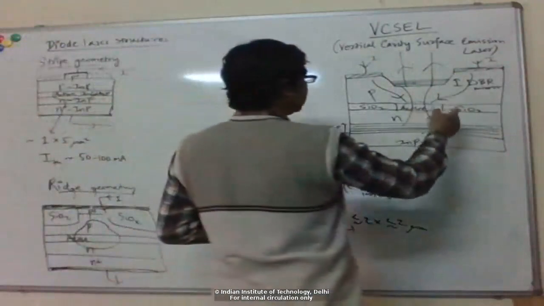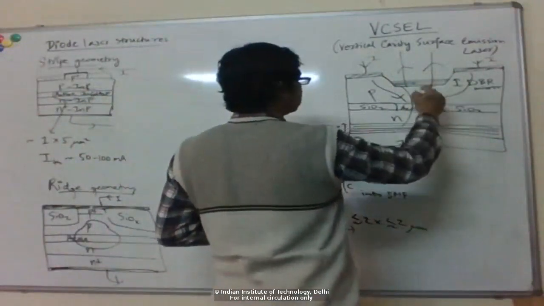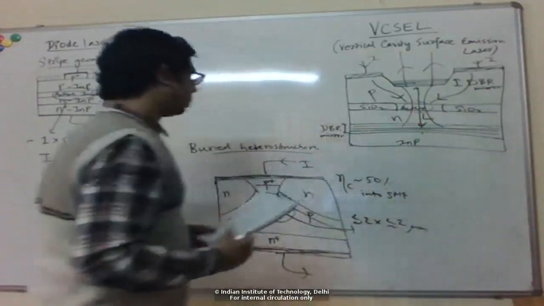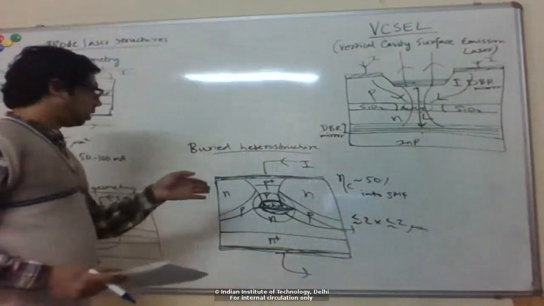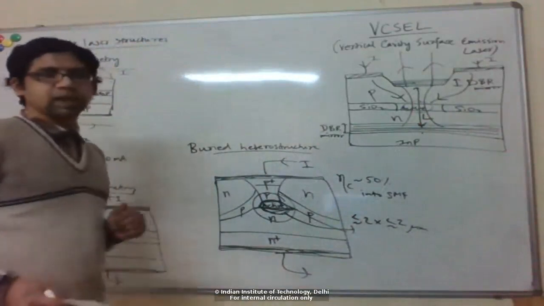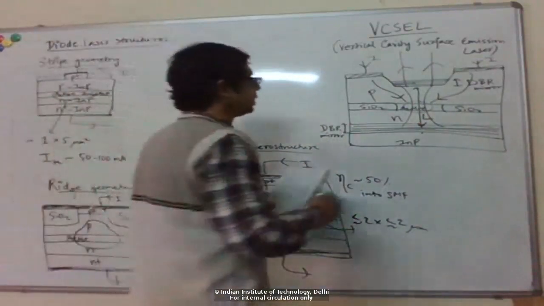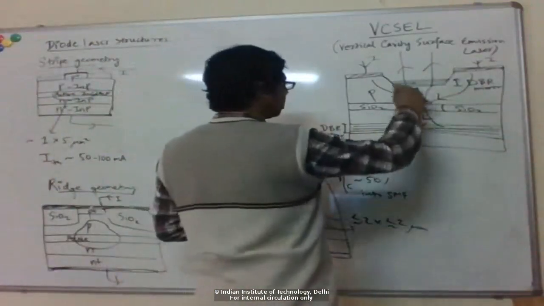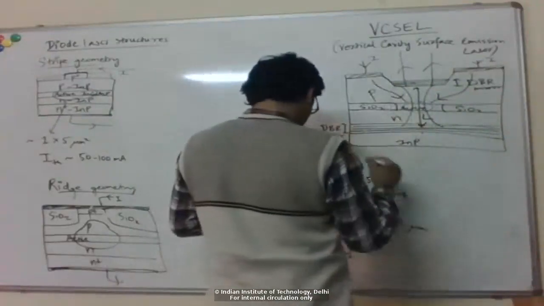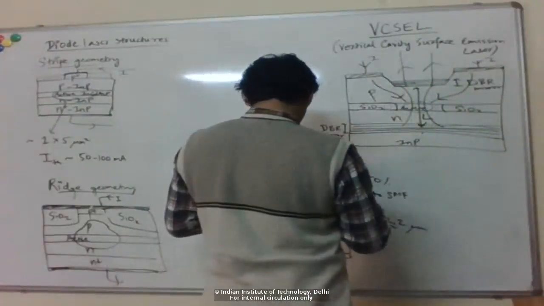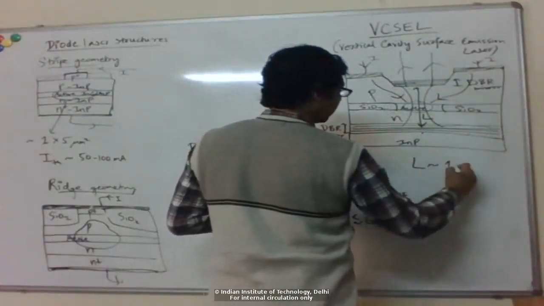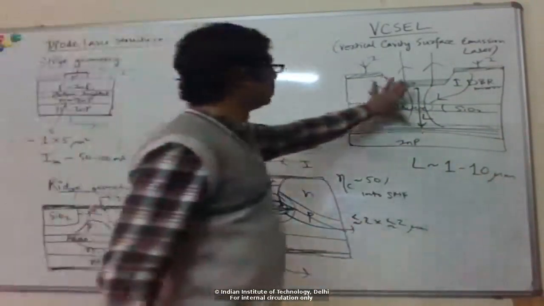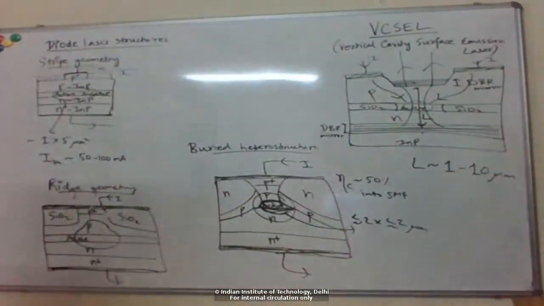So the effective length of this cavity, this length L, can be much smaller. In these cases, the typical length we saw was like 100, 200 microns at least. Here you can see that it's much smaller, right? Each of these layers is probably hundreds of nanometers. So the total length for these VCSELs can be as short as a micron up to, let's say, 10 microns. Those are the typical length scales of this vertical cavity.